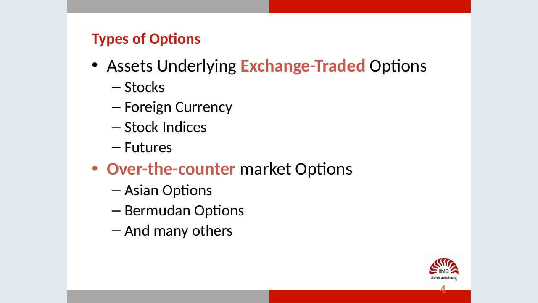So just to give you an idea of what a non-standard option can be, let me highlight one of them, which is a Bermudan option. We'll talk about the Asian option later. At this point, just to give you an idea: think of an American option. An American option can be exercised on every single day of the option life. So on every day, you can potentially think of exercising it. Obviously, you can exercise it only once, but you have a choice of exercise on every single day.